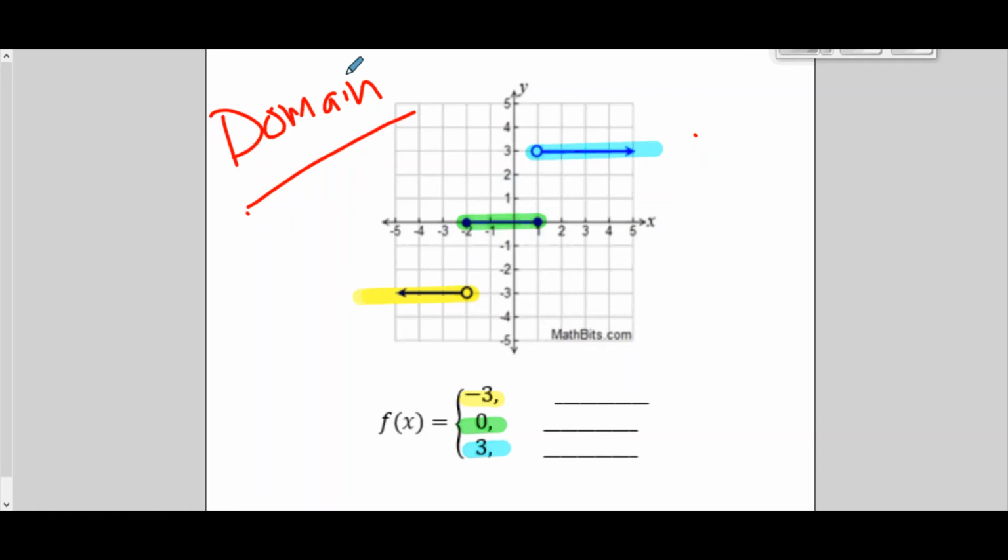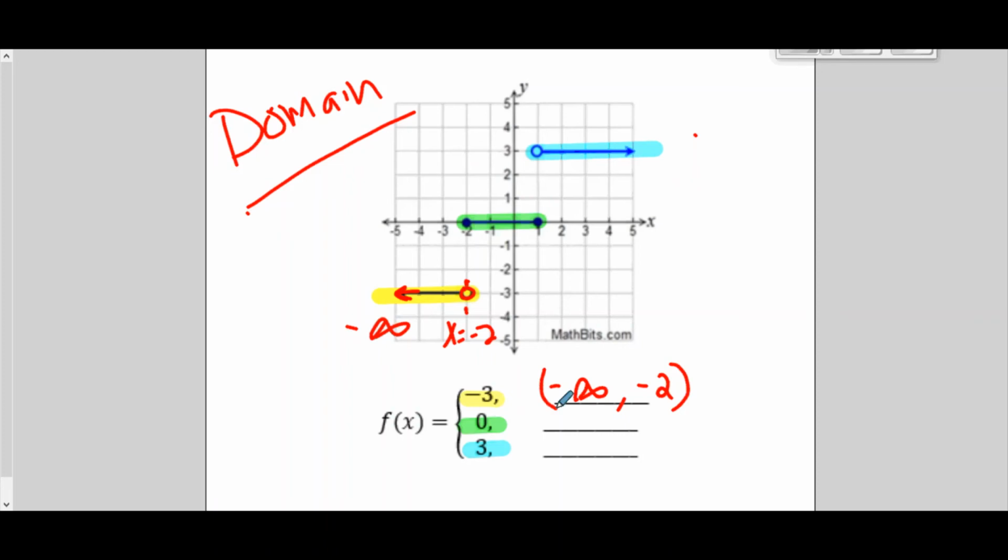So domain, remember, that's your x-axis. So you're looking at how far left and how far right your graph goes. So in this graph, let's start with the yellow piece. Notice this arrow to the left means it goes forever to the left. Remember, the way that we say forever is infinity, and since it's left, it's negative infinity. And it stops over here at this open circle when x equals -2. So this is where this graph stops, over here at x equals -2. So it goes from negative infinity all the way up to -2, and there's an open circle at -2. So these are both going to get parentheses.